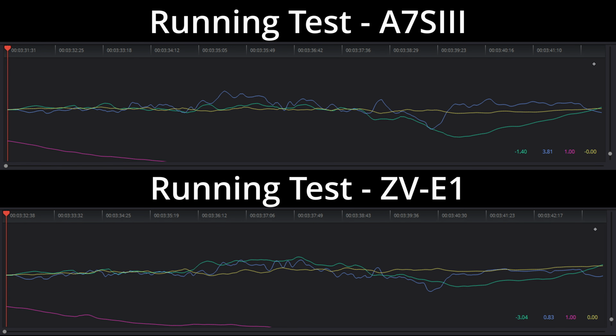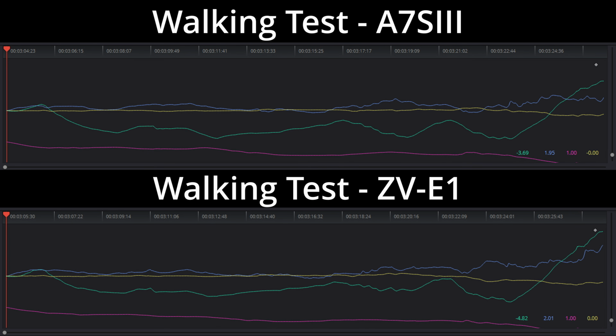So I did both the running test as well as the walking test. And there are 4 lines. Three of them are the rotations around the x-axis, the y-axis, and the z-axis. I think the purple one is how much you zoom in and out of the footage. So that's typically if you walk forward or backwards. Usually when you're walking, the purple line just goes off the chart.